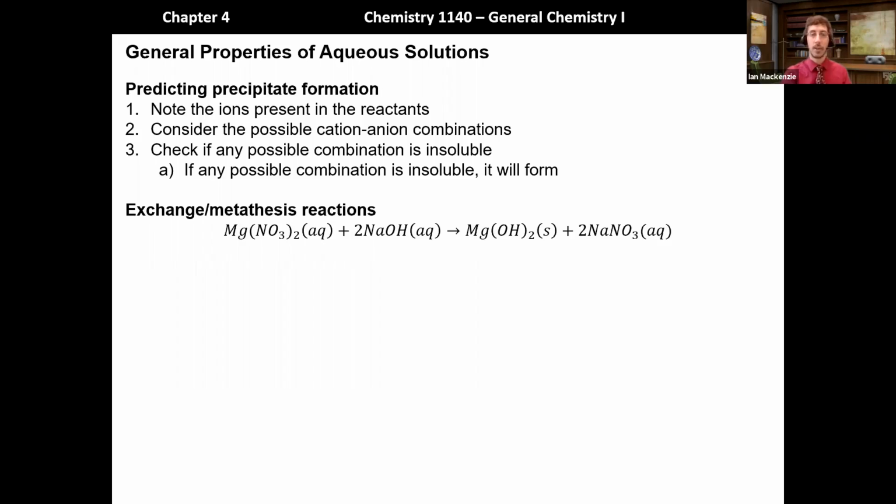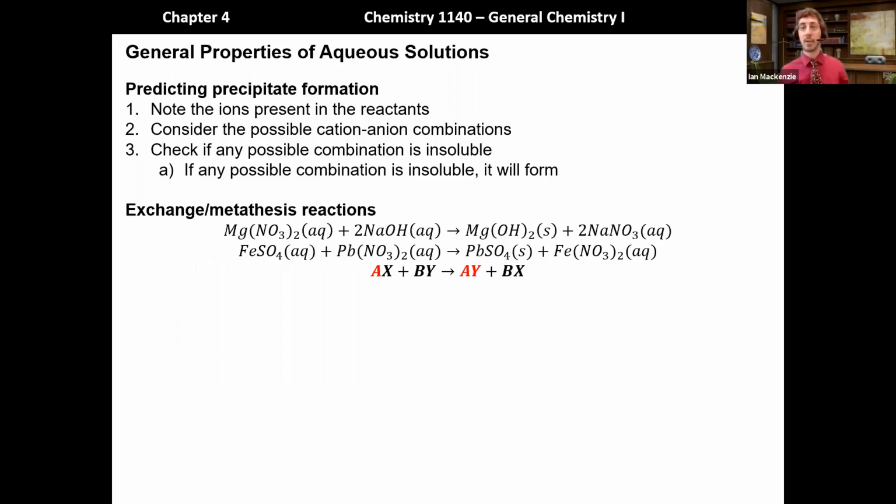And so this example that we wrote here, and also this other example shown here, could be written more succinctly or conceptually, just as AX with BY, and then we simply swapped out the X and Y. If X and Y are the anions, we simply swapped the X and Y between the two to generate AY and BX in this case.